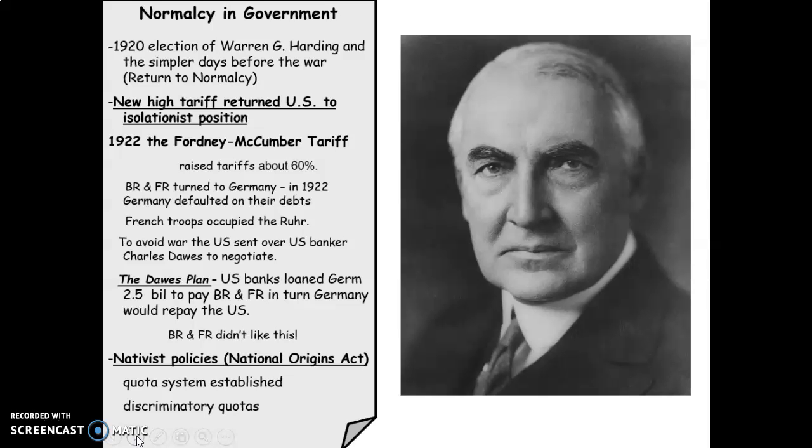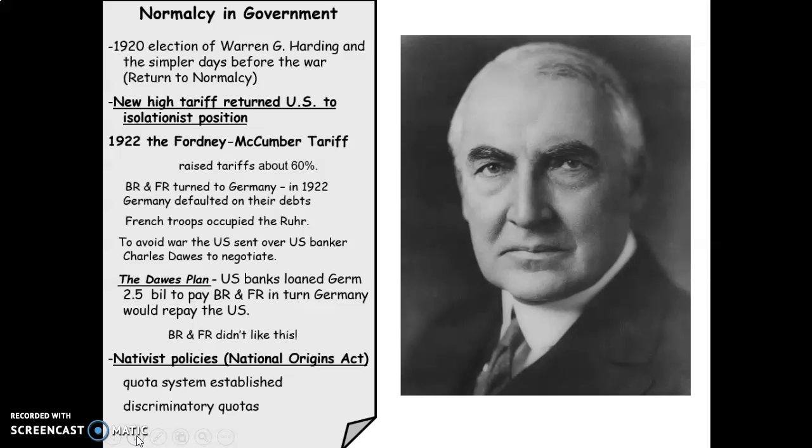Britain and France turn to Germany to pay their debts, and Germany will default on their debts. When Germany defaults on their debts, French troops will invade parts of Germany, the Ruhr region. To avoid war, a U.S. banker, Charles Dawes, is sent over by the Harding administration to devise a plan to keep Europe from war.